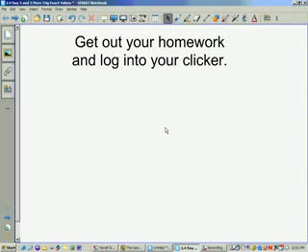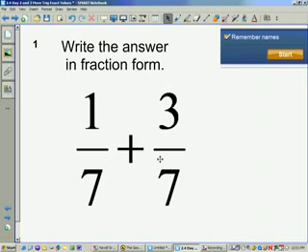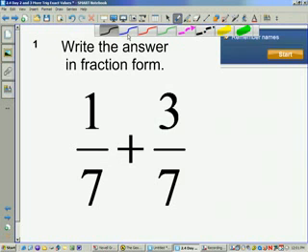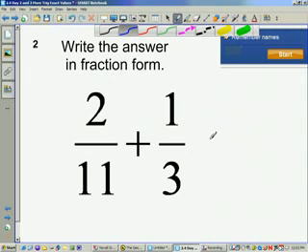All right, welcome to 2.4, day 2. The first thing we're going to do today is a little bit of review. If I do 1/7 plus 3/7, you add the numerators. 1 plus 3 is 4. The denominator stays the same, so that's 4/7.